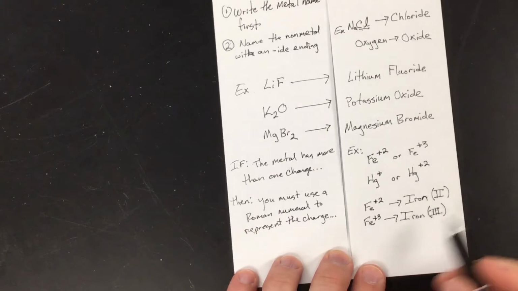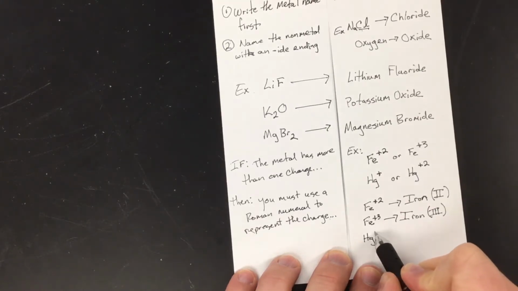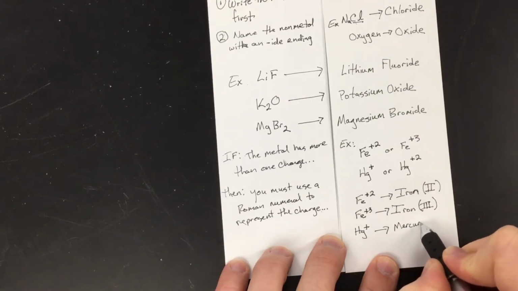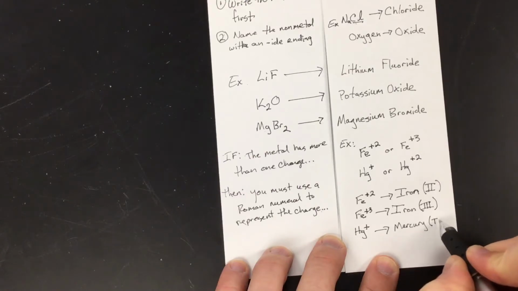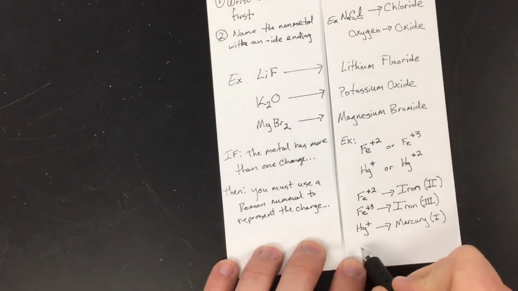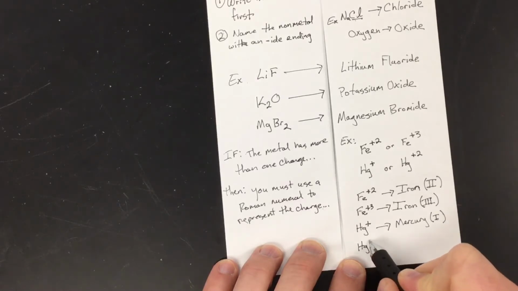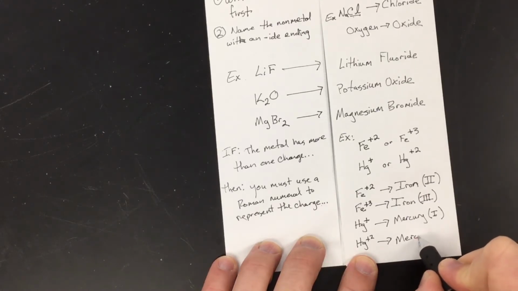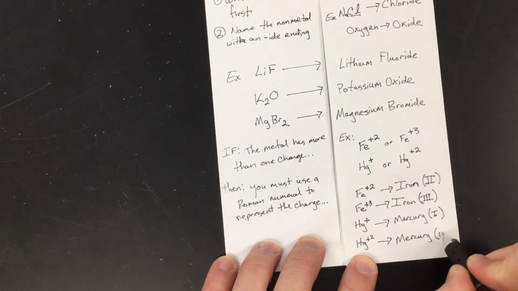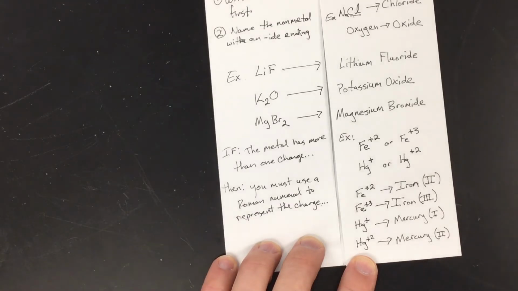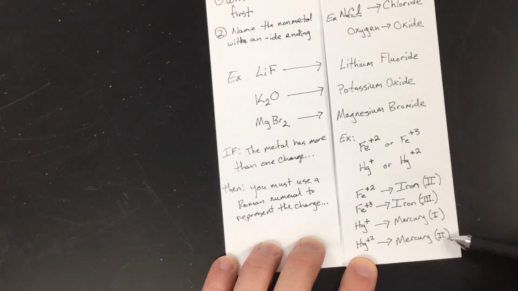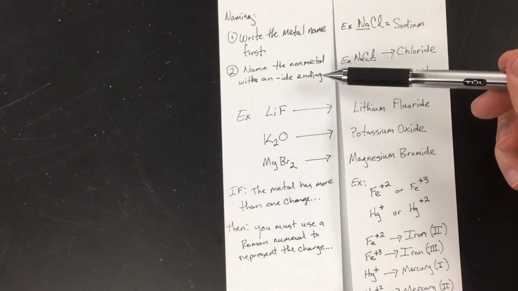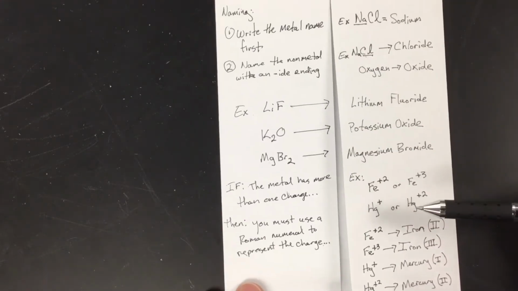Okay? Same thing with mercury. If we were dealing with mercury that got rid of 1 valence electron, then the name would be mercury with a Roman numeral 1, just an I right there, versus mercury that got rid of 2 valence electrons and had a +2 charge, that would be known as mercury with a Roman numeral 2. All right? Once you get that name of the metal and the Roman numeral in there, then you apply rule number 2 just the same. You'll add the IDE ending to the nonmetal name, and you'll have the full name of a molecule.